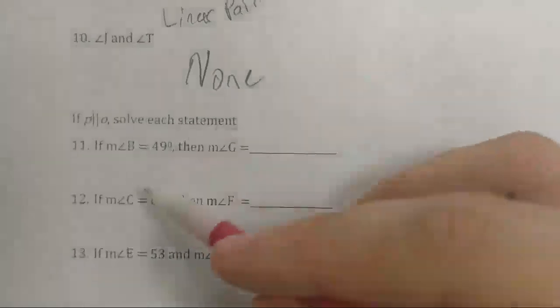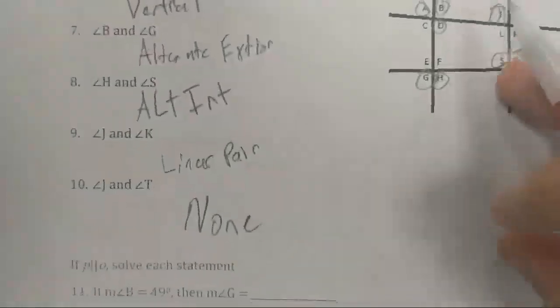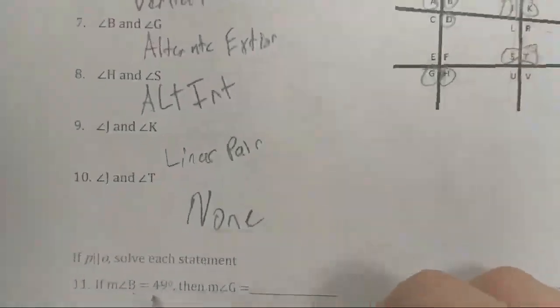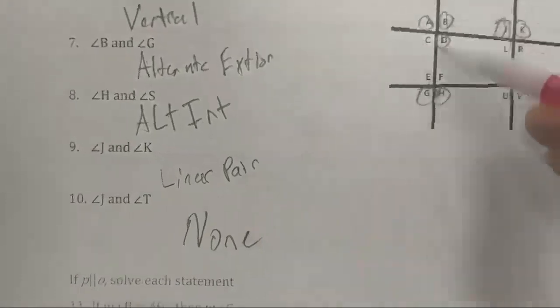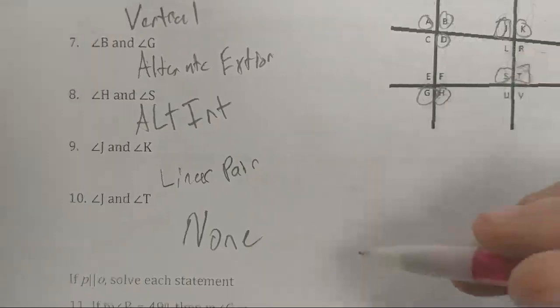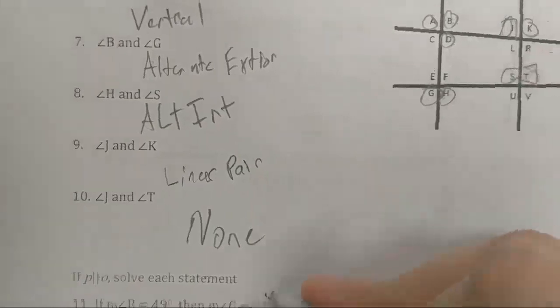Okay. All right, so if P is parallel to O, we're referring back to this figure over here, figure this out. B is 49 degrees, what's G? So if B's here, G's here, these would be alternate exterior, which is congruent, so that is also 49 degrees.